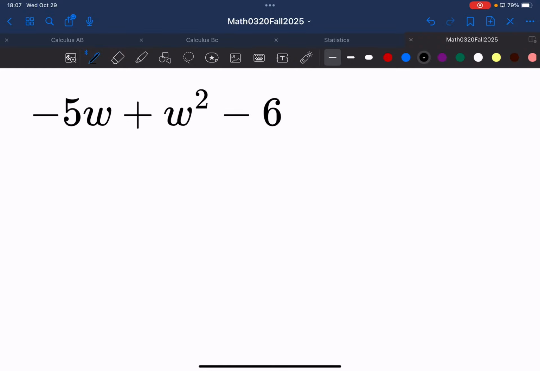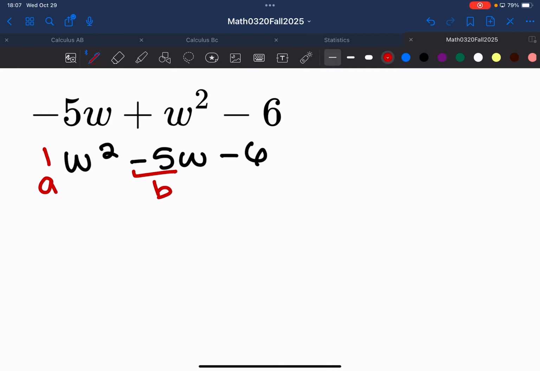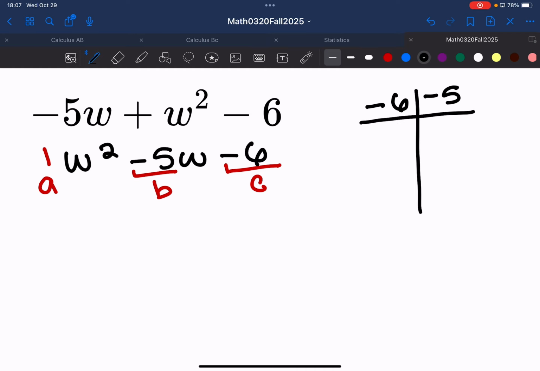Okay, so for this one, we should have rewritten this as w squared minus 5w minus 6, which means our a value is 1, our b value is negative 5, and our c value is negative 6. So we would need two numbers that multiply to negative 6 but add to negative 5. And what were those two values? Sorry, say that one more time.